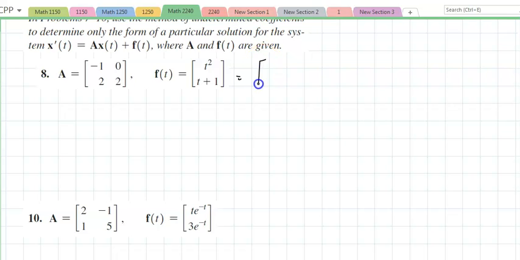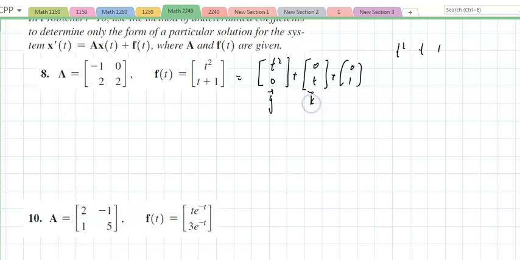The way this works, I would write this as t squared times a vector plus t times a vector plus a constant vector. I would separate between those, between the t squared, the t, and the constant. I will call this G, I will call this K, and call this H.